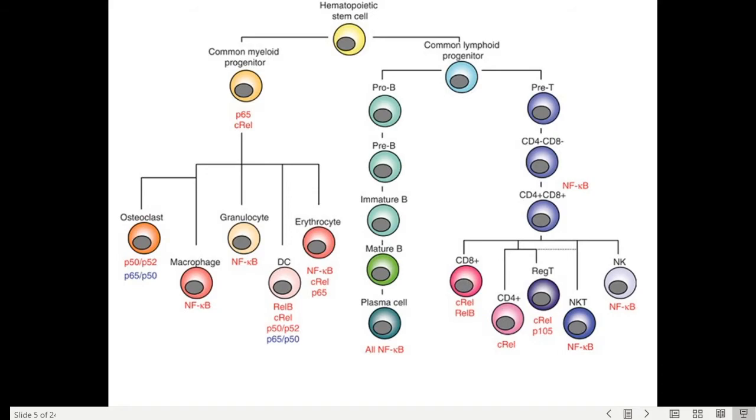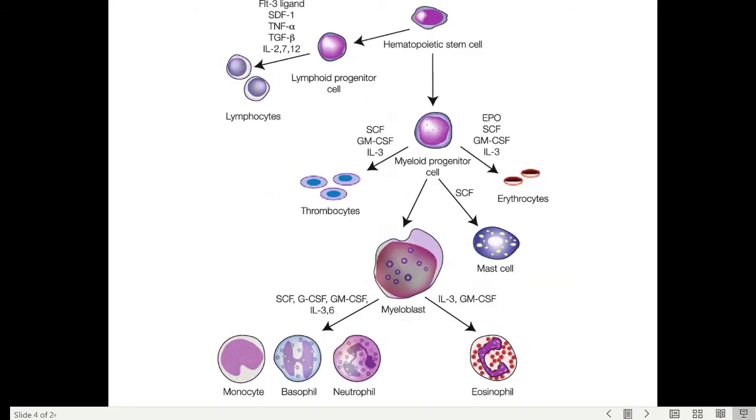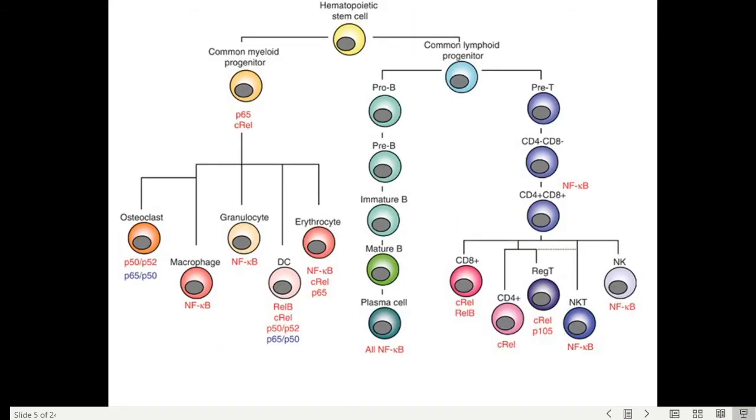In the previous slide we explained only the signaling compounds and which cells are involved in hematopoiesis, and in this slide I'm going to explain what proteins are involved in the hematopoiesis stem cell process. Okay, here they ask questions related to P50, P65 and that kind of aspect. So just observe the concept. The major role playing proteins and genes are P65 and CREL.